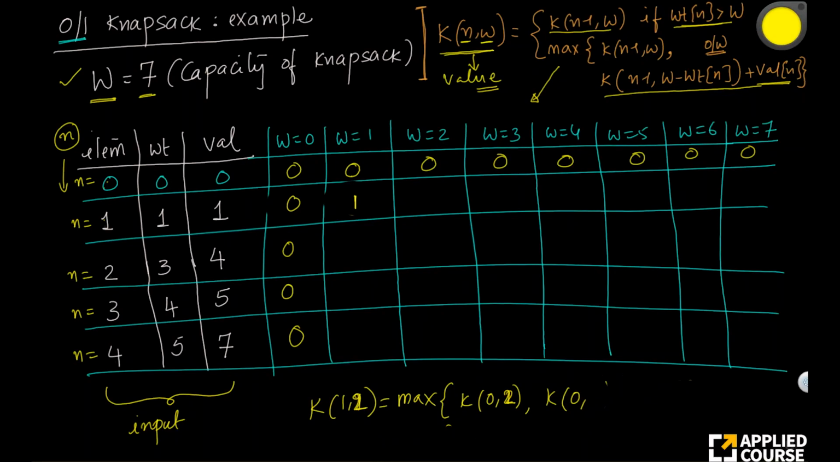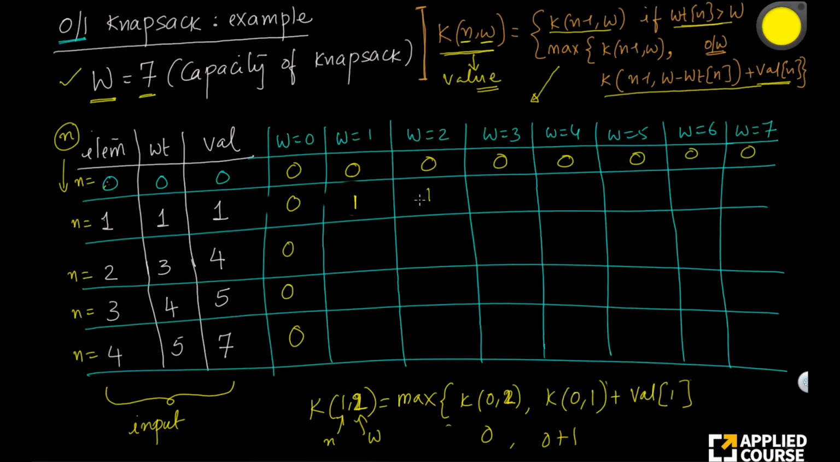Let's apply this, K n minus 1. What is my n now? This is my n and this is my W. K n minus 1, 0 and 2 is one possibility, comma, K n minus 1 is 0, W minus the weight of the nth item. W is 2, and the weight of the nth item is 1. 2 minus 1 is 1, plus the value of this item, which is 1 itself. K02 is 0. K01 is 0, 0 plus 1. So the max of these two is again 1.